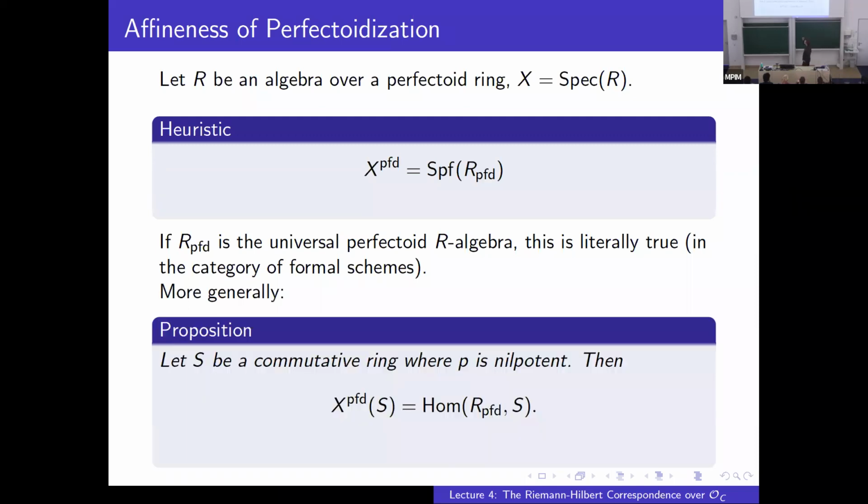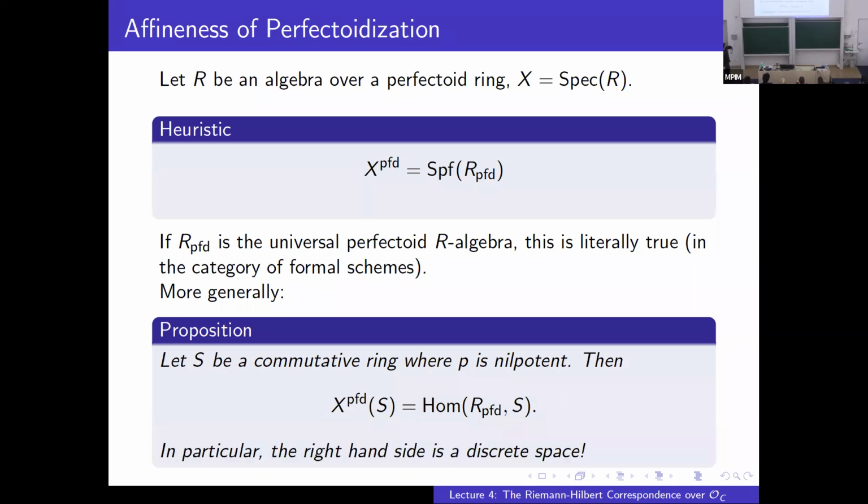But this feels like it's true more generally in the following sense. Let S be a commutative ring in which P is nilpotent, and suppose you want to compute the S-valued points of X puffed. This I described for you earlier, that's some set. And that set can be computed as Homs from R puffed into S, but now those Homs are computed in the world of E-infinity algebras.